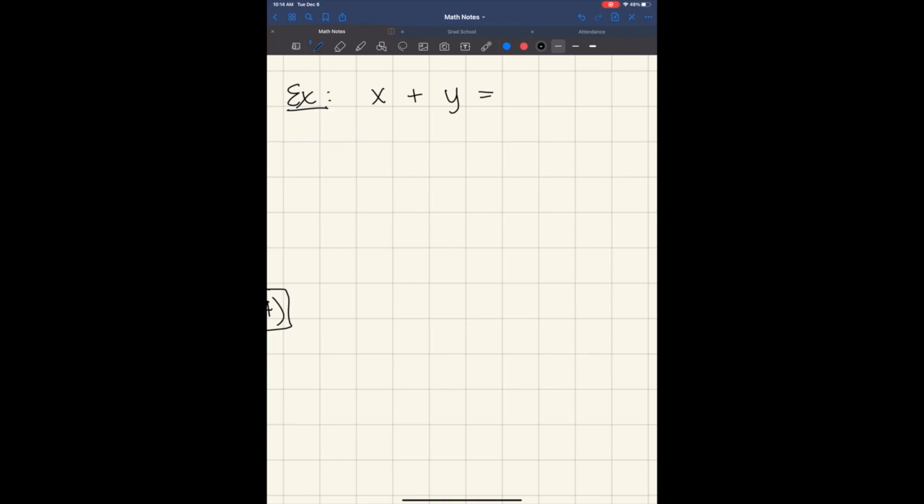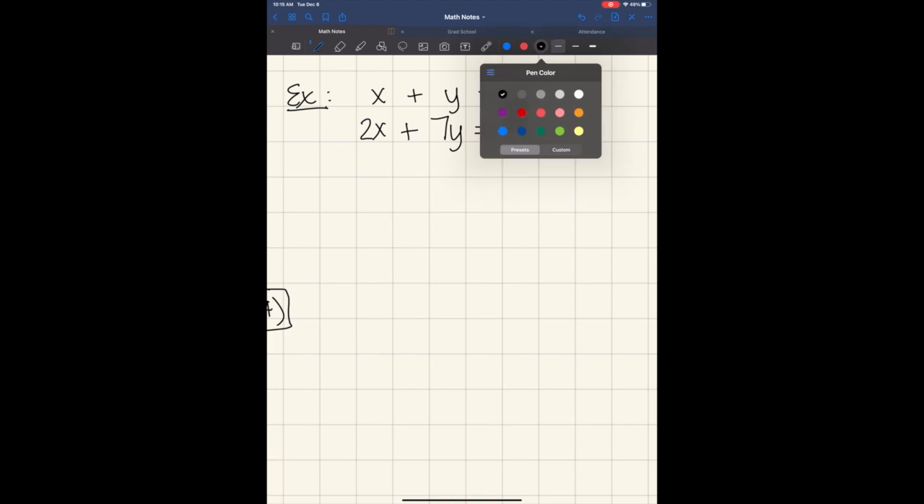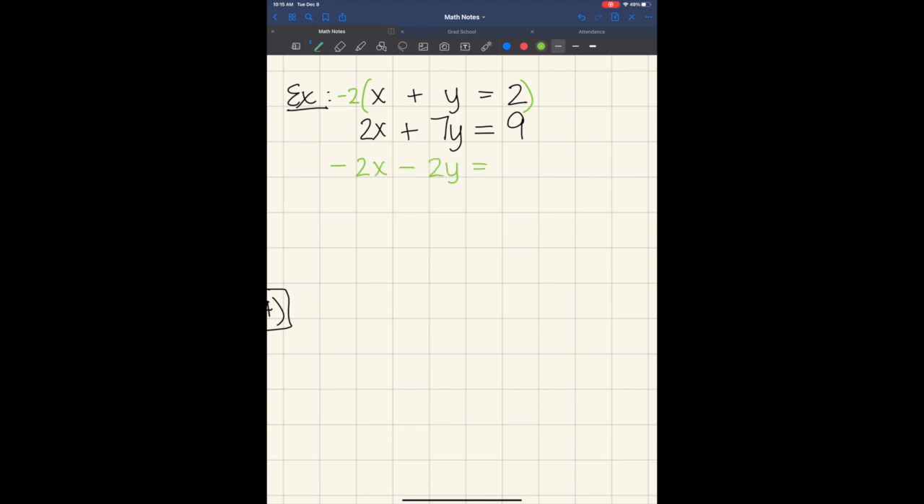The next one, we've got x plus y equals 2, 2x plus 7y equals 9. So as you can see, they don't line up perfectly. But if I multiply my first equation by negative 2, then I would have a positive 2x and a negative 2x. So I'm going to rewrite it in green underneath.